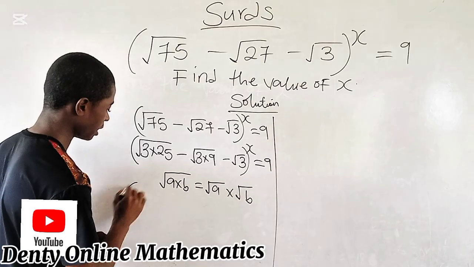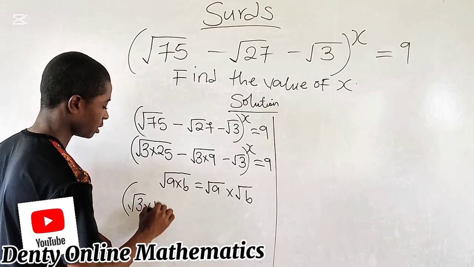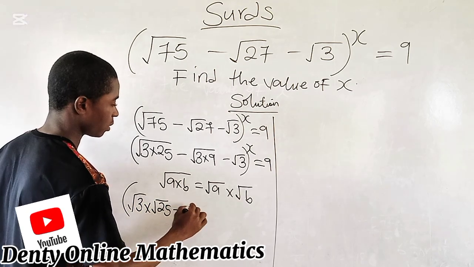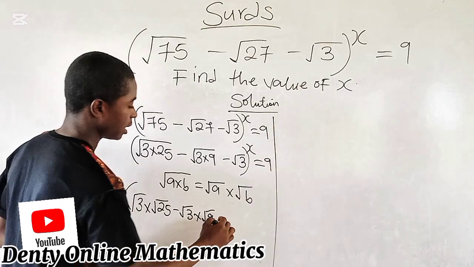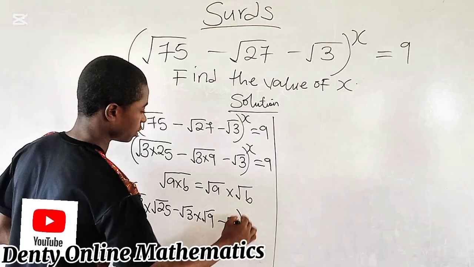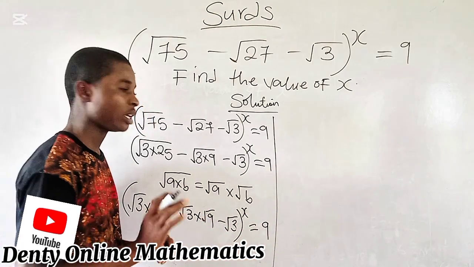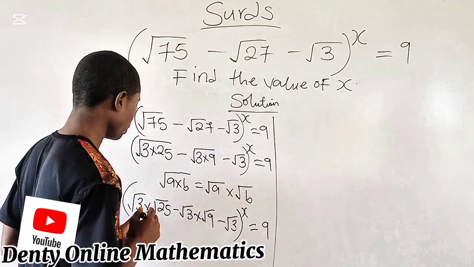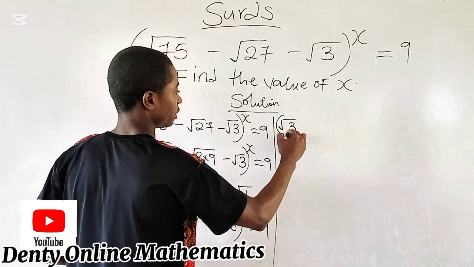This is the same thing as the square root of 3 times the square root of 25, minus the square root of 3 times the square root of 9, minus the square root of 3. All of this is raised to the power of x to be equal to 9. You get it? Now let's take this up. The square root of 3 will always remain as the square root of 3.